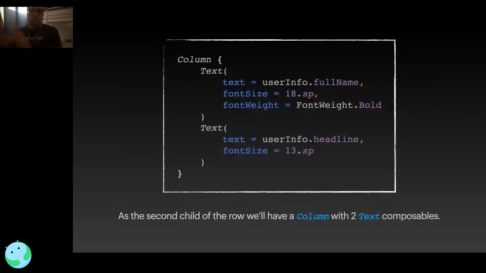So the second child of the row, the right part of the row, will be a column, right? Row arranges items horizontally, right? All the items you place inside of the row will be placed horizontally like a horizontal linear layout. And the column will group the items vertically, right? This is why we have two text views inside of the column, with the full name and the headline.